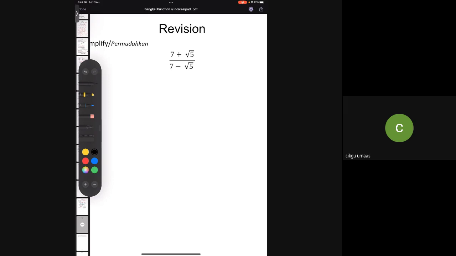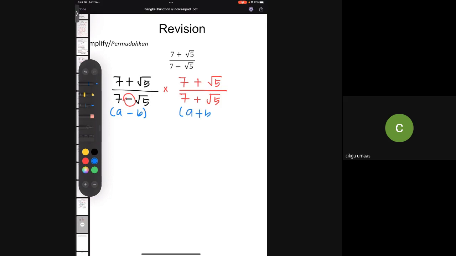Modulus, surd. There is a keyword that refers to my brain. Whenever I see this, it brings out the keyword called rationalize. So I will write 7 surd 5. It is going to be there, but the only thing is the sign. If it is minus here, it will change to become plus.